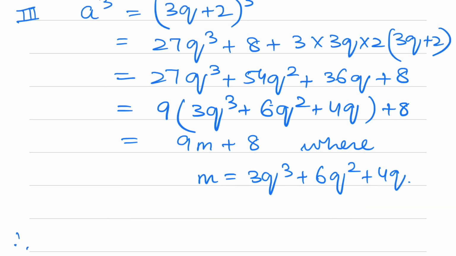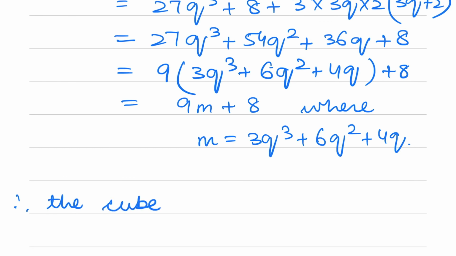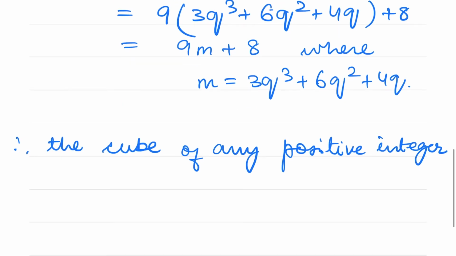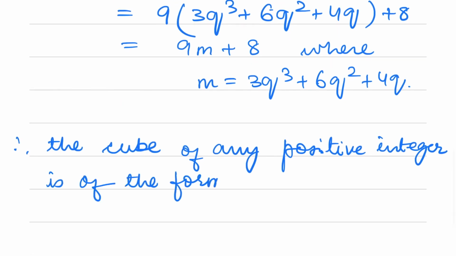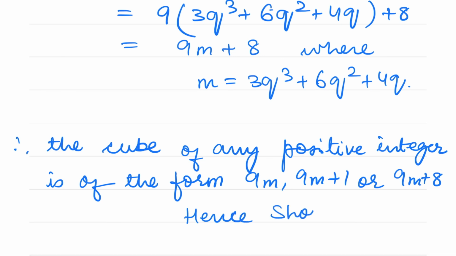Therefore, we can say the cube of any positive integer is of the form 9m, 9m plus 1 or 9m plus 8. Hence shown.